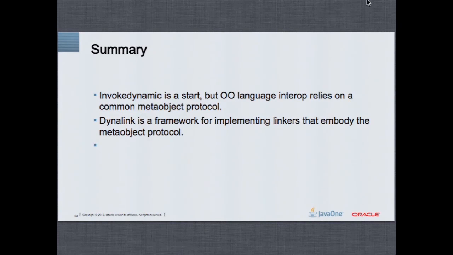Well, these are the interesting use cases that we found as we were actually integrating Dynalink into Nashorn. As I said, InvokeDynamic is a start, but it's not a Metaobject protocol. Dynalink is a framework for implementing Metaobject protocols, and it ships with a standard Metaobject protocol for POJOs that you can use as your fallback. Additionally, you will need to implement the object model for your own language runtime for it to be a full-blown usable something in your language.